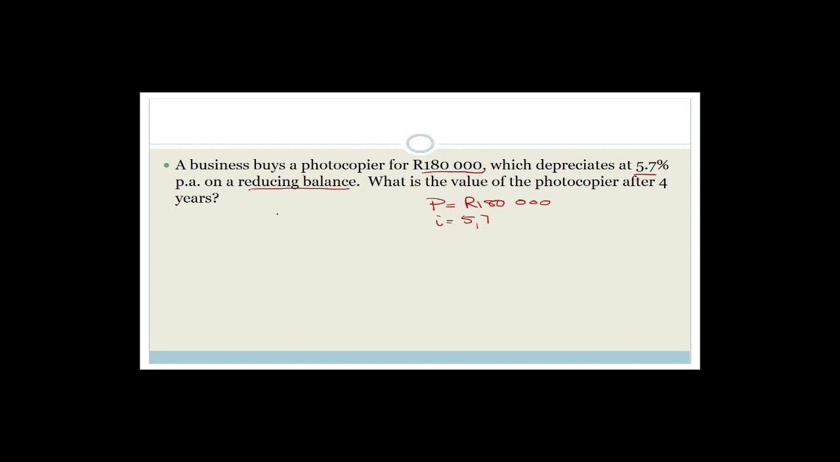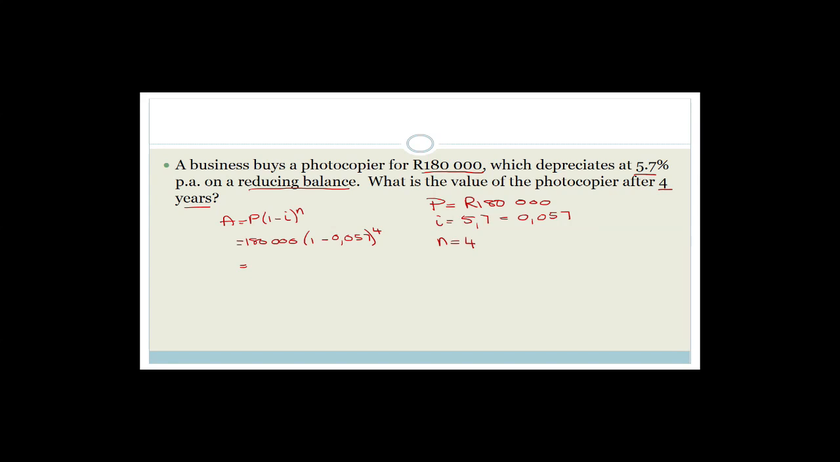So therefore we know it's compounded. So we know we're going to go A is equal to P, 1 minus I, all to the power of N. And it says it's for 4 years. So that's going to be changed to 0.057 because I've divided that by 100. And N is going to be 4. And it says, what is the value of the photocopier? So we've got 180,000 times 1 minus 0.057 all to the power of 4.